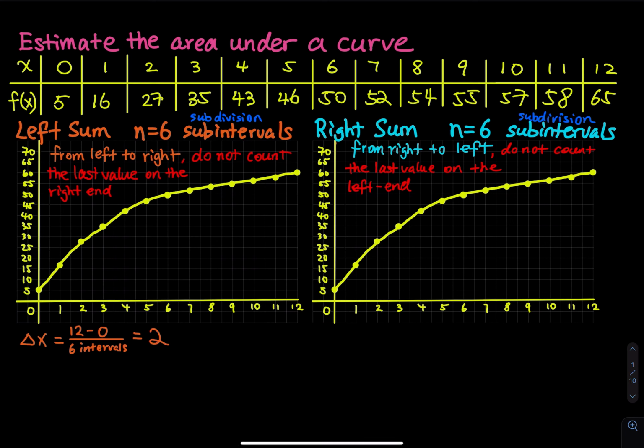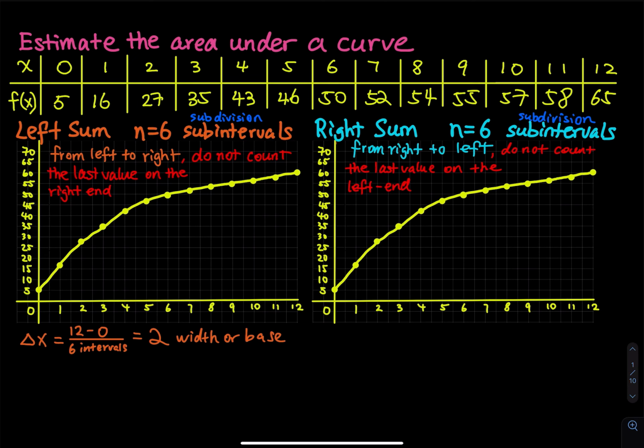So what does 2 represent? 2 represents delta x, which is the width or the base of each rectangle. So the width or the base of each rectangle is 2 units. The way we do this is left sum. We go from left to right. What is the first value you have on the left? 0. And then the next value is 2, right?